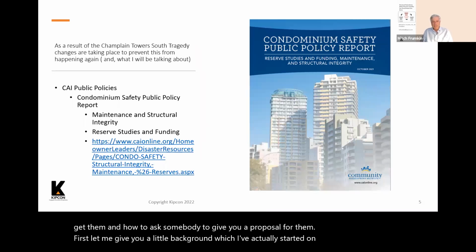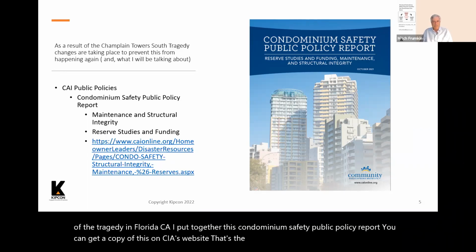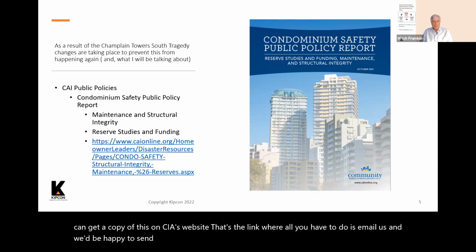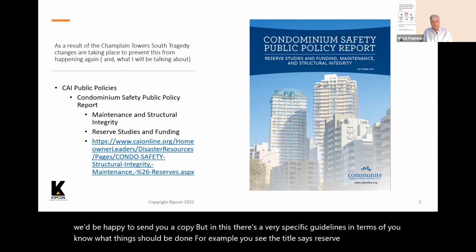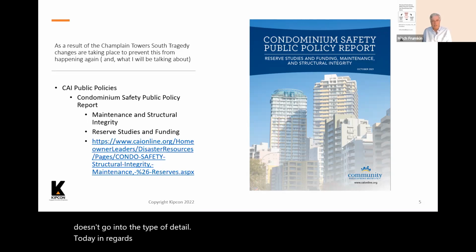As a result of the tragedy in Florida, CAI put together this Condominium Safety Public Policy Report. You can get a copy of this on CAI's website. That's the link, or all you have to do is email us and we'd be happy to send you a copy. But in this, there are very specific guidelines in terms of what things should be done. For example, you see the title says reserve studies and funding, maintenance and structural integrity. So it talks about all of these, but it doesn't go into the type of detail that I'm going to go into today in regards to the structural integrity.